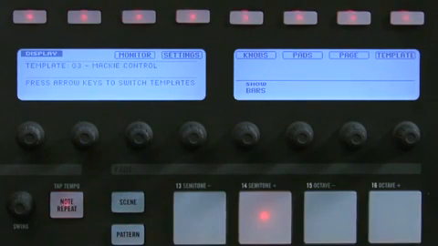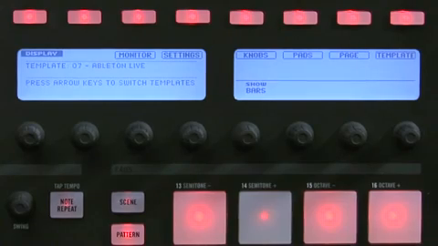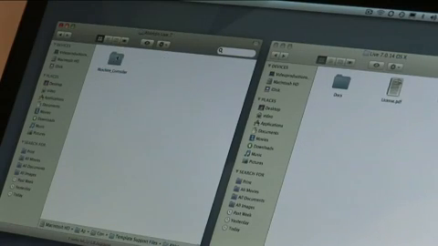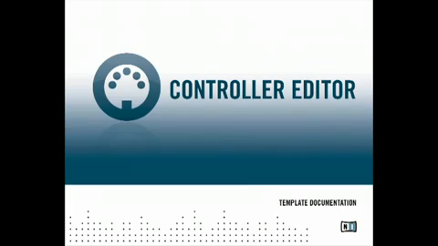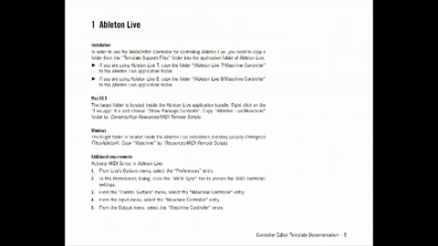To set up the machine controller for direct control of Ableton Live, you'll need to copy a folder from the Controller Editor application directory into Ableton Live's Resources folder. The Controller Editor comes with documentation that shows you how to do this in detail for Ableton Live, and you should consult this documentation before proceeding.